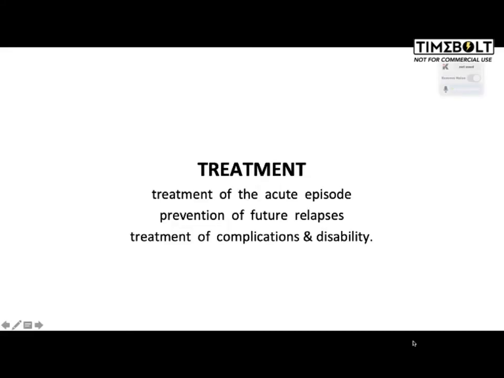Treatment of multiple sclerosis. It includes three different approaches. One is treatment of acute episode, other is prevention of future relapses, third is treatment of symptoms, complications, and disability.